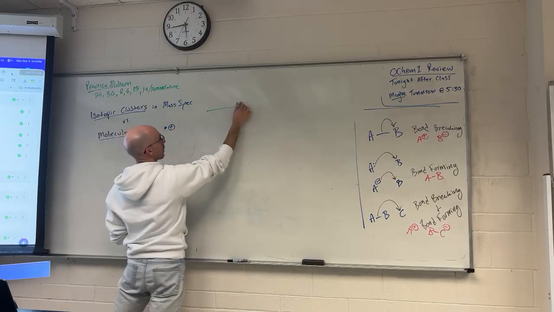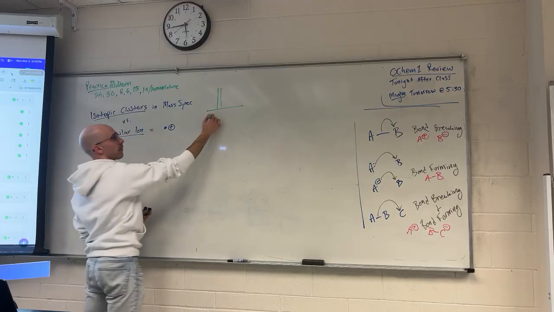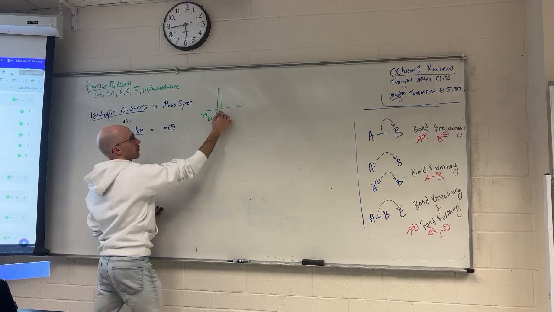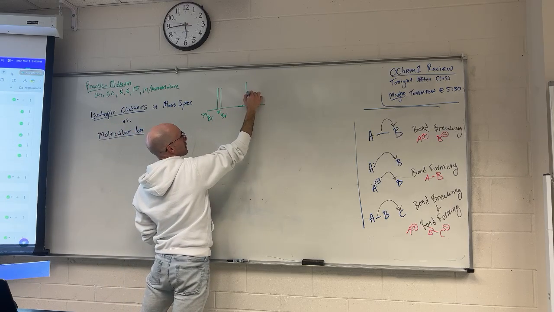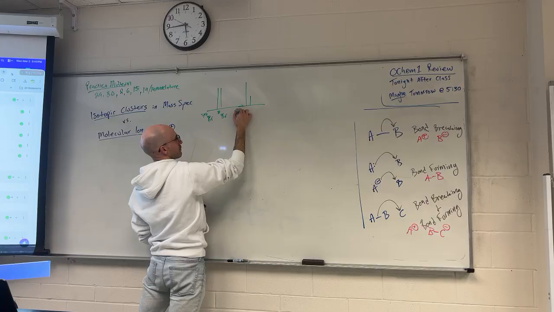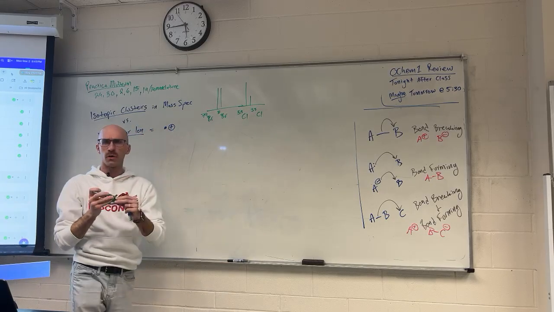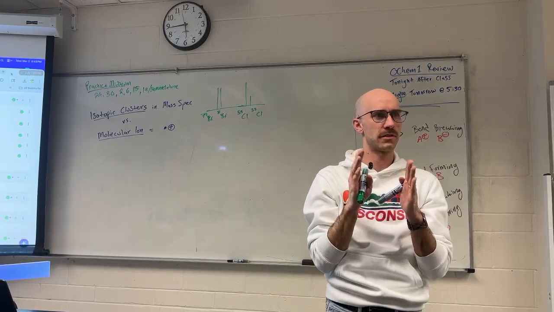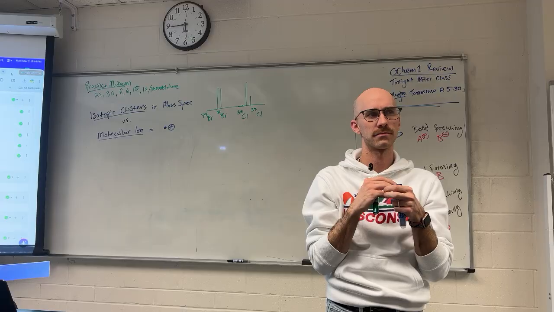With the isotopic clusters, we know it's a bromine isotopic cluster if the ratio is 1 to 1, and we know it's a chlorine isotopic cluster if the ratio is 3 to 1. So just identifying those shapes is usually what those questions are getting at.